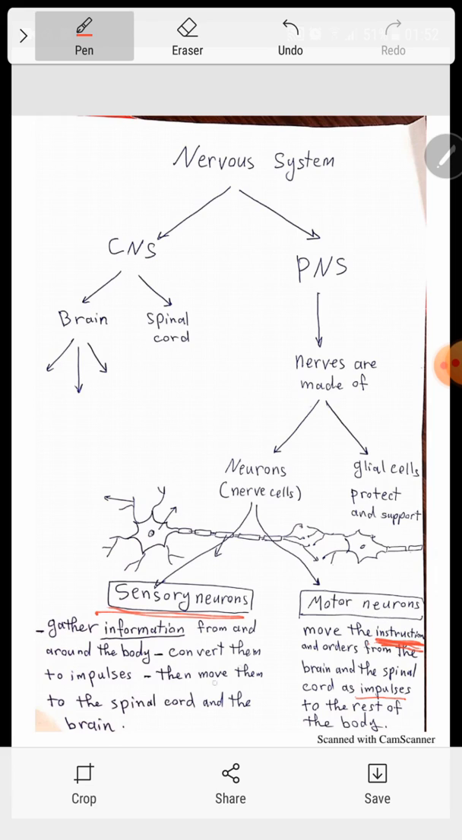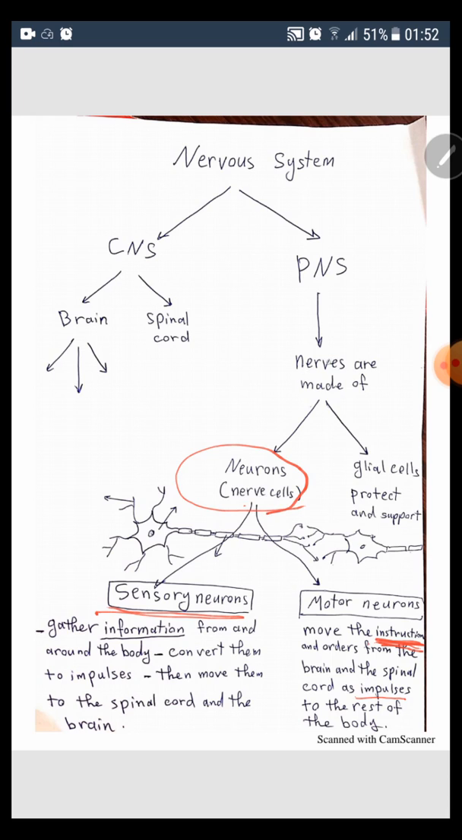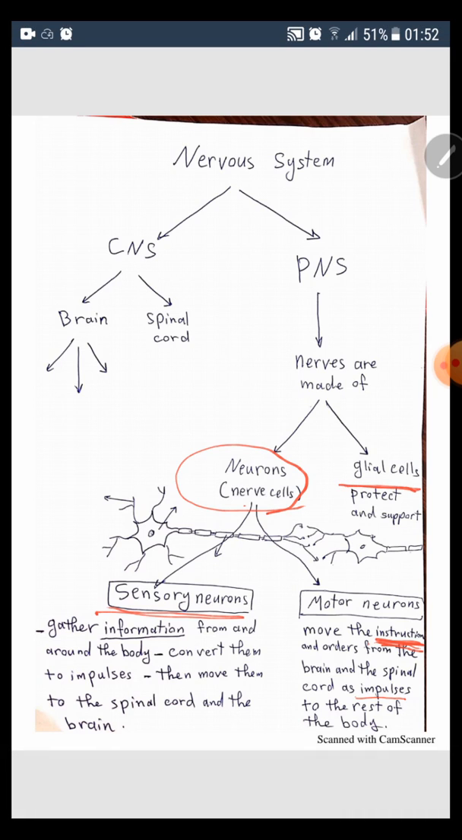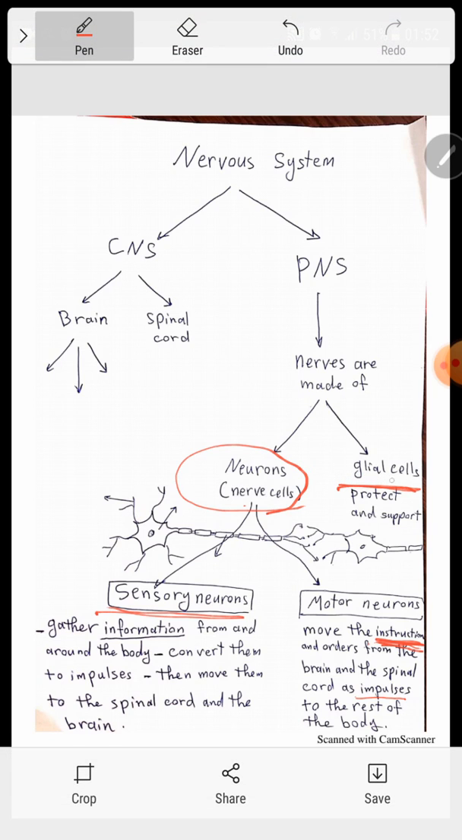The motor neurons move the instructions and the orders. Okay, so these are the two types of neurons. Neurons make up the nerves, but they function or they work with the help of cells called glial cells. What is the function of these glial cells?